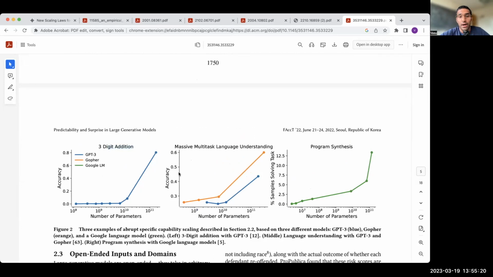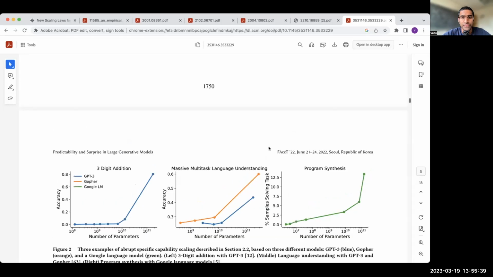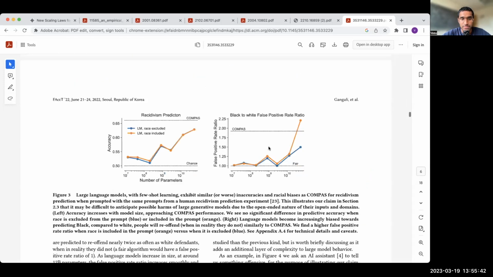Now if you want to have program synthesis, if some of you are using GitHub Copilot or anything, there you see that it's really again at this 10^11 mark that you see a sharp increase, and similarly with language understanding. This is a very nice paper. I really recommend people look at it, because it also goes into some of the more societal implications of what these abrupt capability acquisitions could imply.